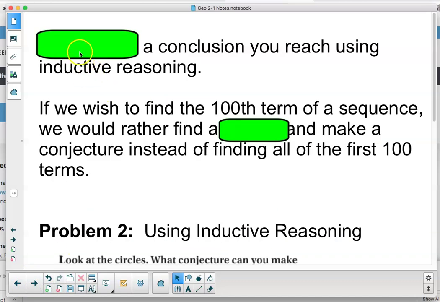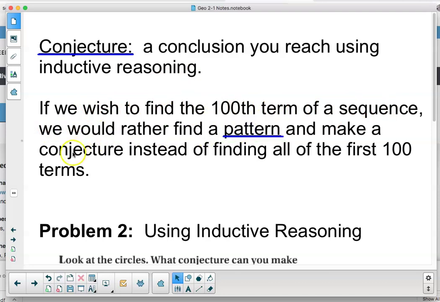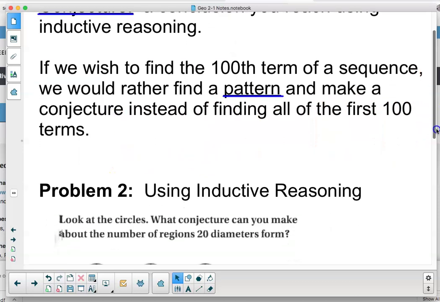Our next one, conjectures. A conjecture is a conclusion you reach using inductive reasoning, an educated guess. In a conjecture, you look at what's happening and you make a prediction of what's going to happen next. If we wish to find the 100th term of a sequence, we would rather find a pattern and make a conjecture instead of finding all of the first 100 terms.